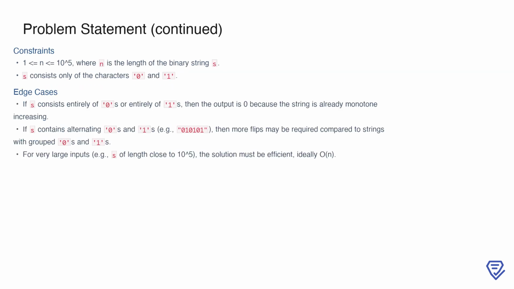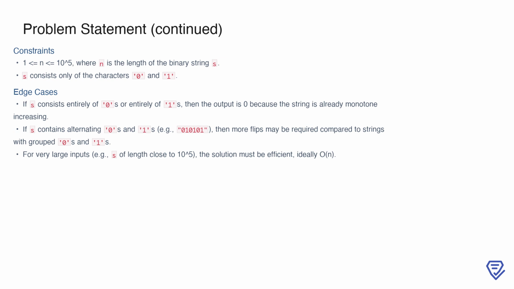This brings us to the constraints and edge cases for the problem. The string S has a length n that can range from 1 to 100,000, and it consists only of the characters 0 and 1. For edge cases, if the string is already monotone increasing, for instance, if it consists entirely of zeros or entirely of ones, then no flips are required, and the output is 0.